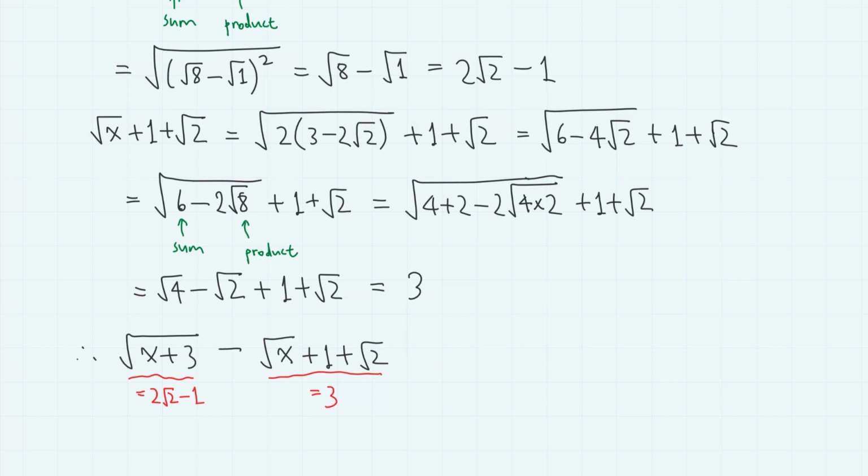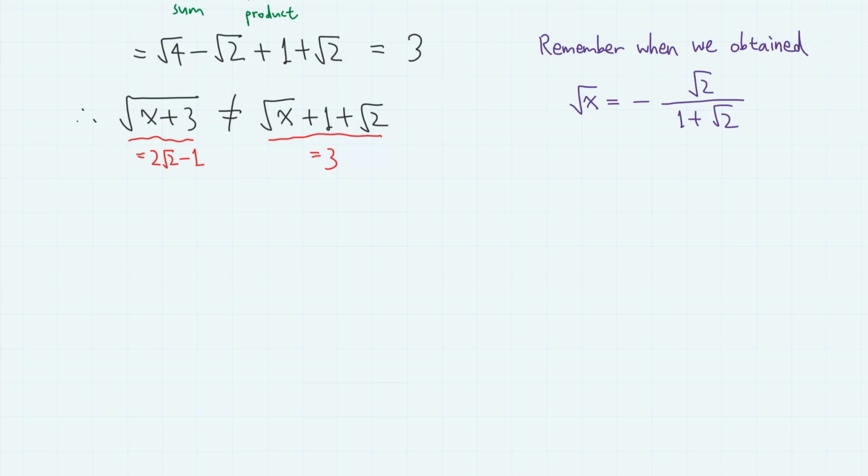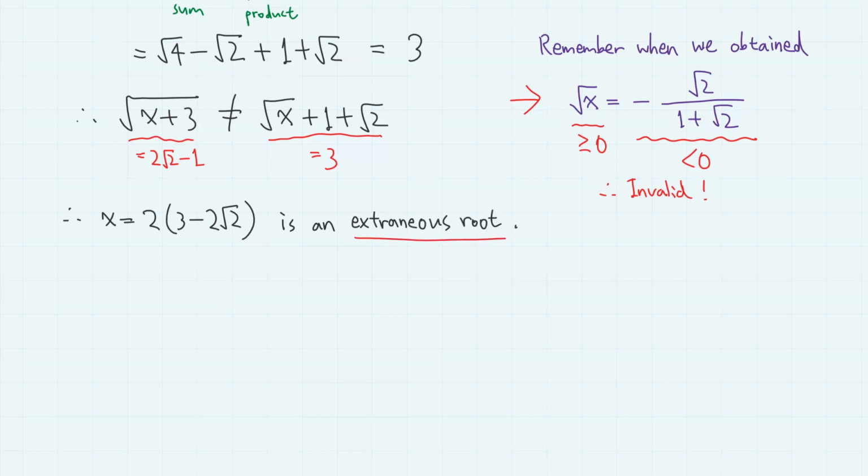So the left-hand side is not equal to the right-hand side. In fact, the process I've shown here is even invalid at the step when we obtained square root of x equals minus square root of 2 divided by 1 plus square root of 2. Notice that the left-hand side is positive or equal to 0, and the right-hand side is negative. Hence, there's no way that this equation is satisfied. Therefore, the obtained root x equals 2 times (3 minus 2 square root of 2) is an extraneous root, so we have no real number solution.